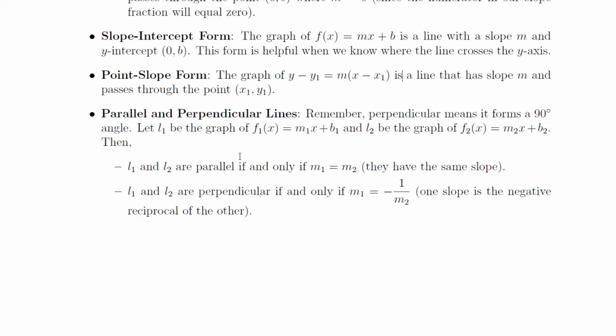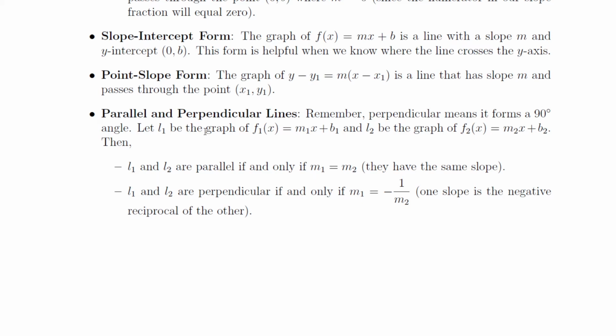Parallel and perpendicular lines. Parallel lines have identical slope. When you're dealing with parallel and perpendicular lines, you're only concerned with the slope. You don't have to worry about the points or any other value. You are only looking specifically at the slope.